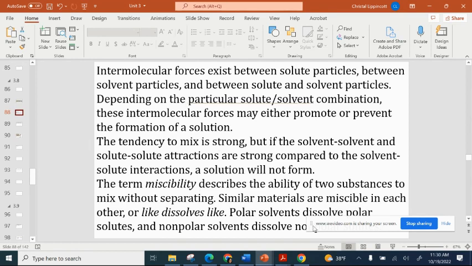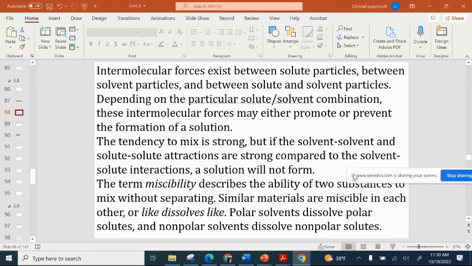This is why, when we talk about things mixing together, you will oftentimes hear something like "like dissolves like." Do not use that on an exam. They do not like to hear that. You have to talk about how these things are related to one another. Polar solvents dissolve polar solutes because the attractive forces are there. Oil and water don't mix because one is polar and one is nonpolar. There is no attraction.